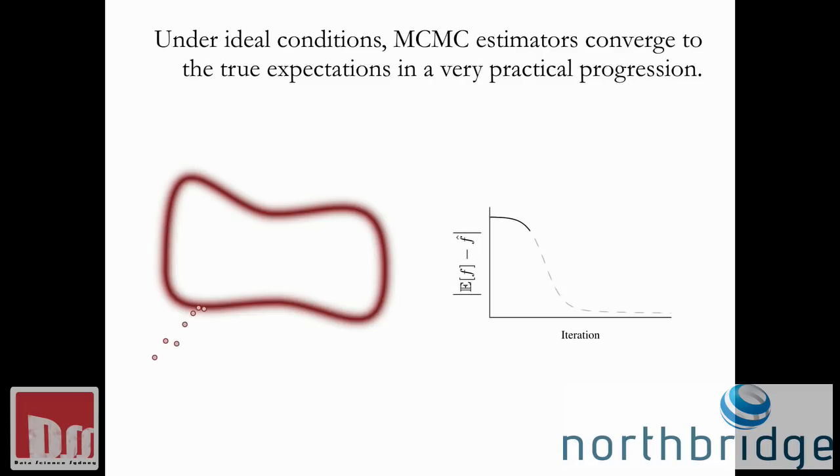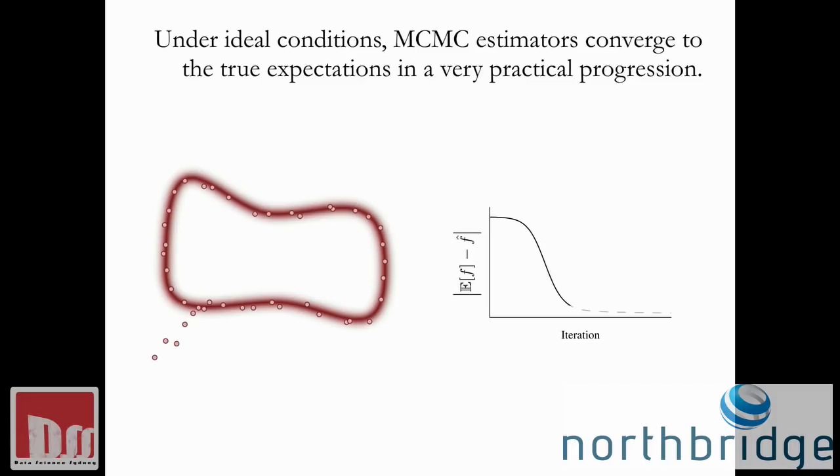So as I first explore, right, my Markov chain is finding the typical set. These initial points are not helpful. They are not in the typical set. They don't inform my estimators. And indeed, the error doesn't really change. So we can throw those points away, and they have no effect on the estimator. If anything, they make it better.